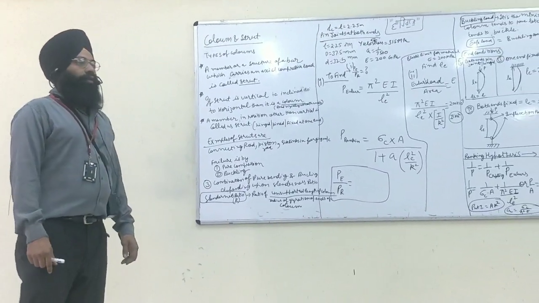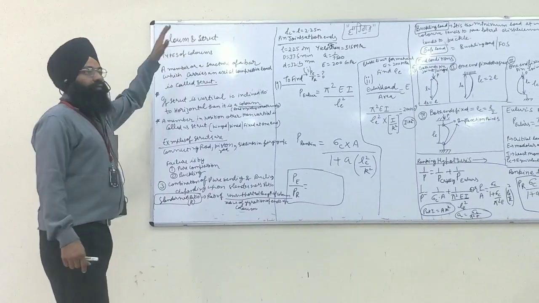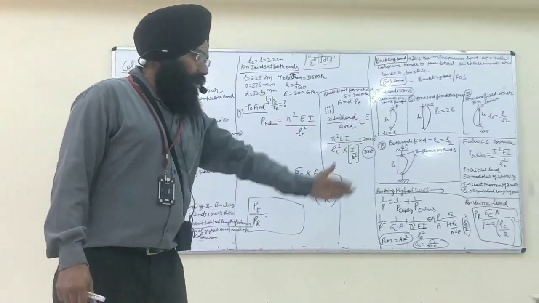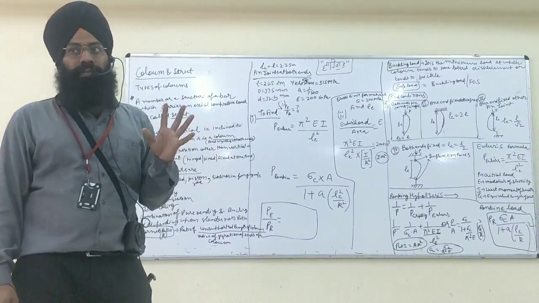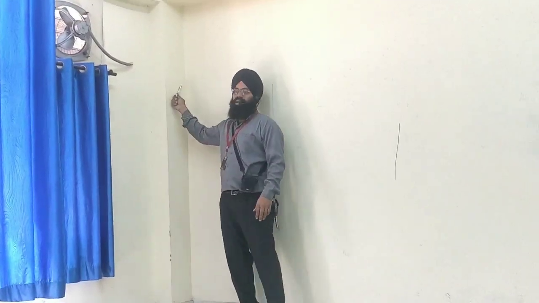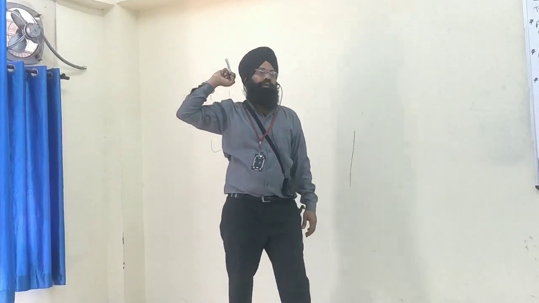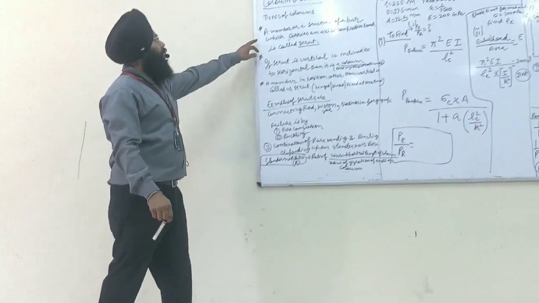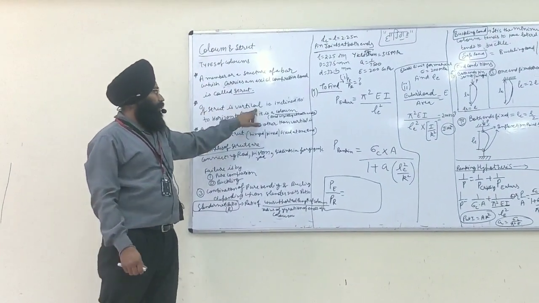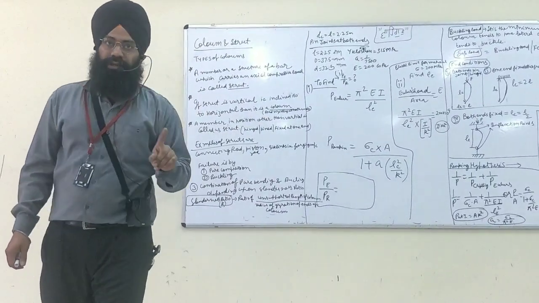See, first of all, what is a column? What is a strut? Basically, a vertical member which has a compressive load and is perpendicular to horizontal is defined as a column. Say, this is a column. Why is this a column? It is perpendicular to horizontal and a compressive load has to be applied from above, from the lintel. So a member that is vertical, inclined 90 degrees to horizontal, is defined as a column. First thing.